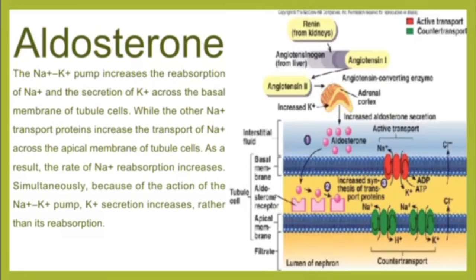The Na positive to K positive pump increases the reabsorption of Na positive and the secretion of K positive across the basal membrane of tubule cells, while the other Na positive transport proteins increase the transport of Na positive across the apical membrane of tubule cells. As a result, the rate of Na positive reabsorption increases. Simultaneously, because of the action of the Na positive to K positive pump, K positive secretion increases rather than its reabsorption, as you can see in the picture.